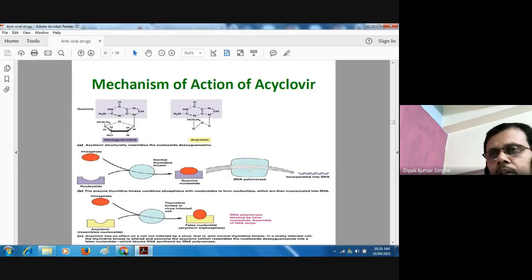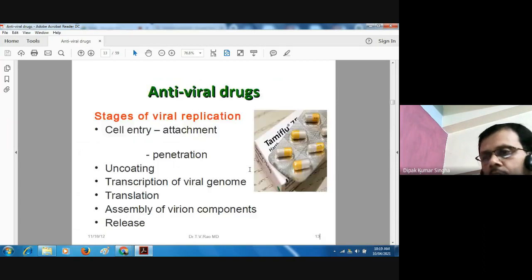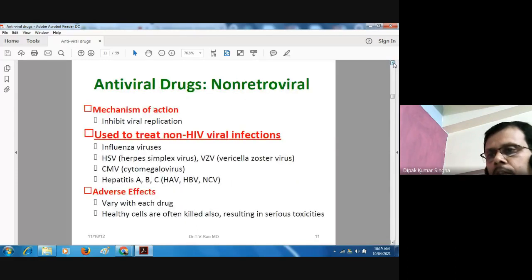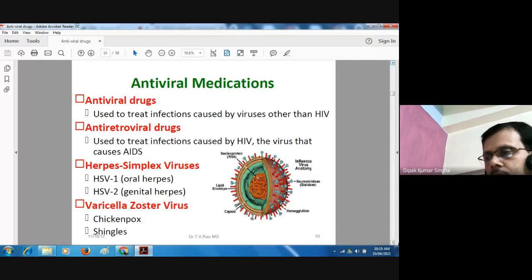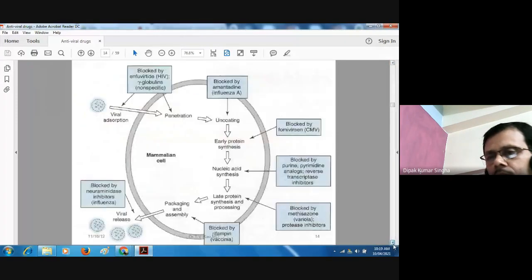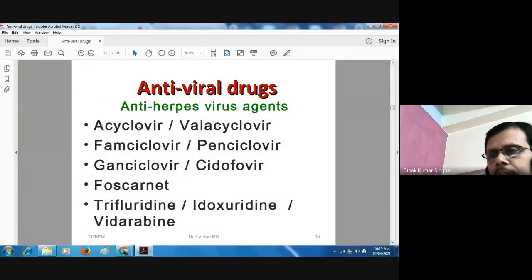Not only acyclovir, along with all these categories of acyclovir, the mechanism is the same if you examine it. Acyclovir mechanism is the same, and in this group, all the drugs you see, acyclovir, ganciclovir, all our mechanism is the same.